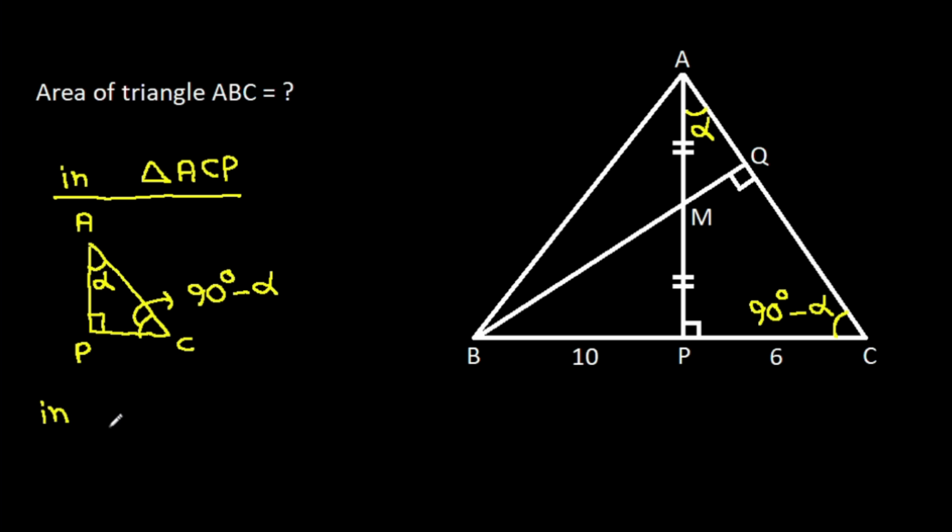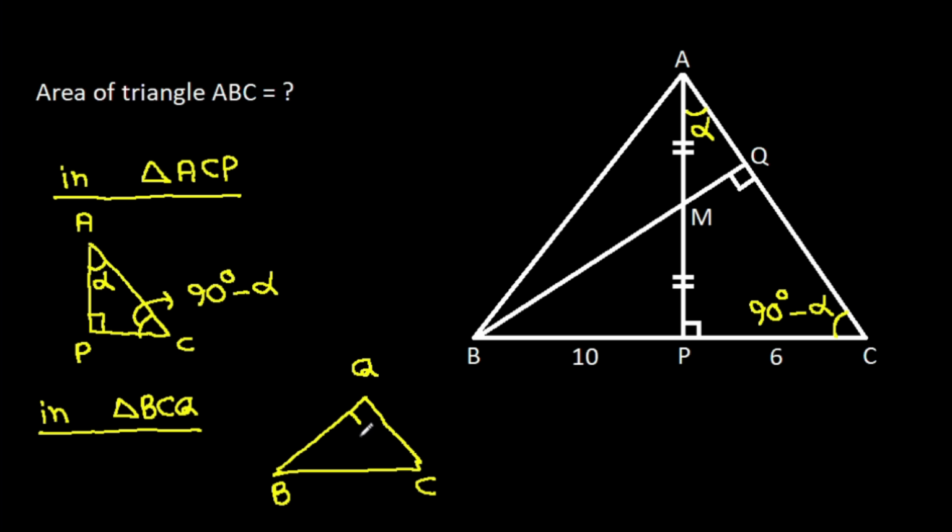And in triangle BCQ, this angle is 90 degrees. This angle is 90 degrees minus alpha. So this angle will be again alpha. This angle is alpha and this angle will be 90 degrees.